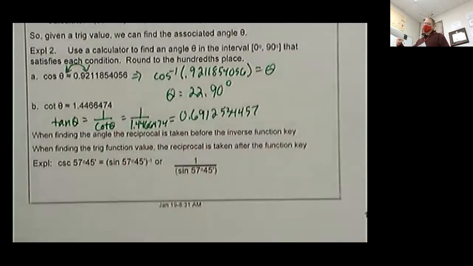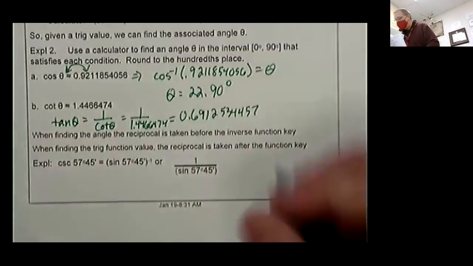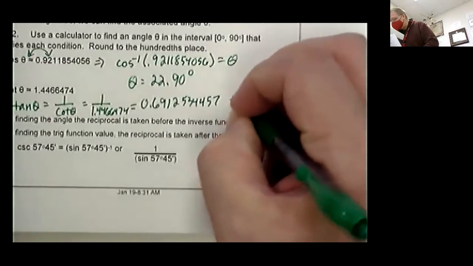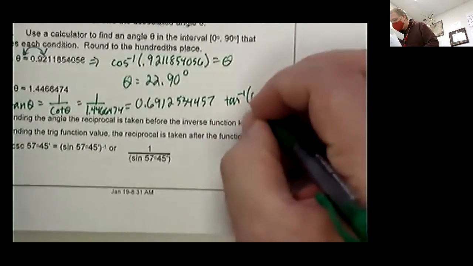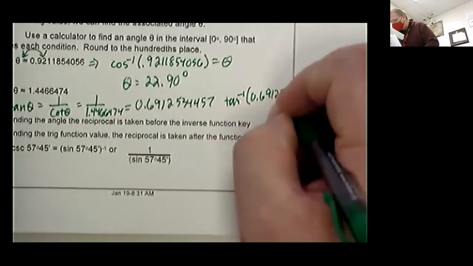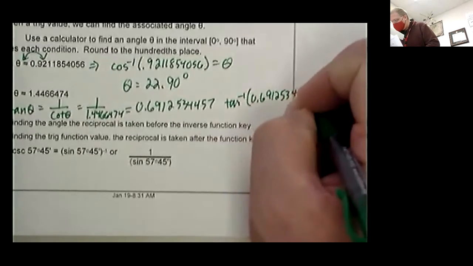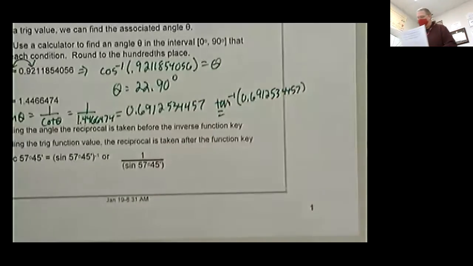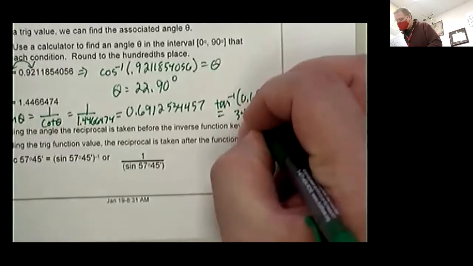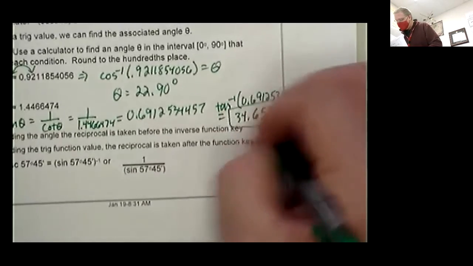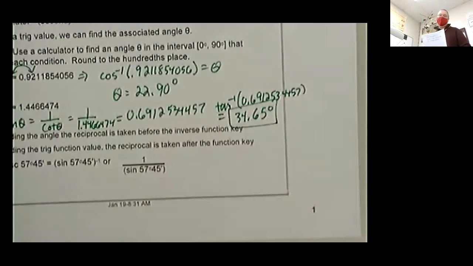Now, how come it works that we can find the inverse trig function with tangent instead of cotangent? Big idea from a couple of videos ago: those are cofunctions. It has to be the same angle. So we're still okay. Now we want tangent inverse of 0.6912534457. We're going to type that into our calculator, and that's going to get us 34.65 degrees. Again, we need the label of degrees, otherwise it's going to mean radians.